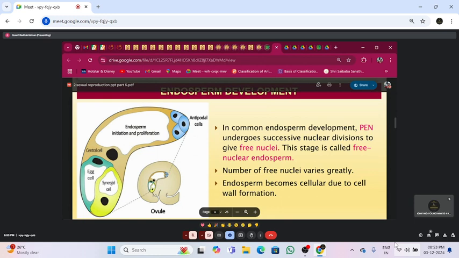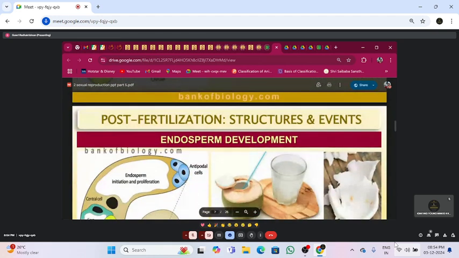If you take coconut, the kernel part is endosperm and the liquid part is also endosperm. The liquid part is the free nuclei stage, and the kernel is the cellular stage. The endosperm becomes cellular due to cell wall formation, and that's why it is so thick. So both are endosperms in coconut.